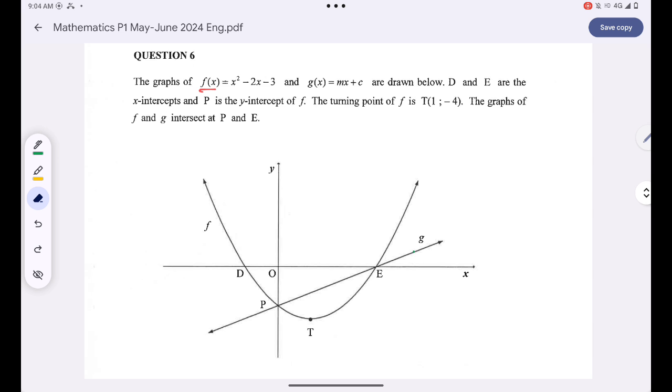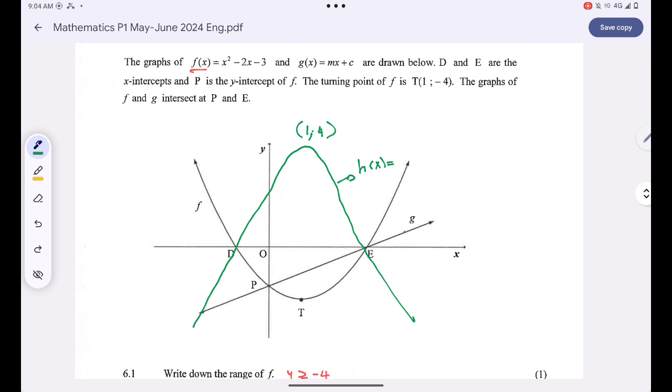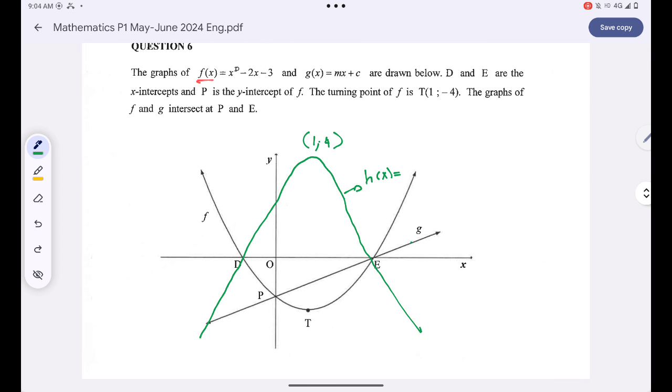The graph of f was reflected on the x-axis, so our graph will simply be like this. The same turning point, the same y-intercept. Our turning point would have been 1 and positive 4. So this is the graph of h. The graph of h is equal to negative f of x. So basically for the graph of h, you just multiply f of x by negative, right? You'll simply have negative x squared plus 2x plus 3. All right, together. So the graph of h has that equation over there.